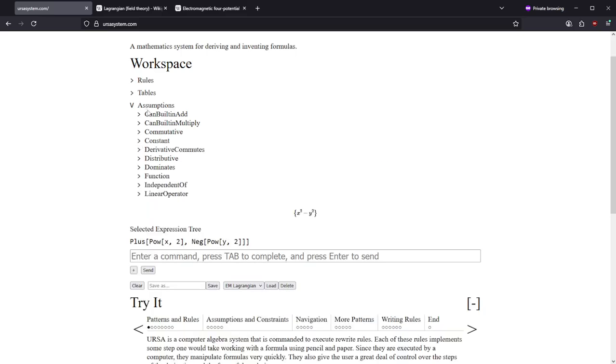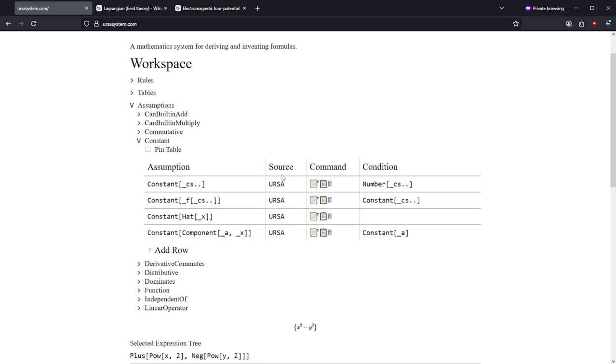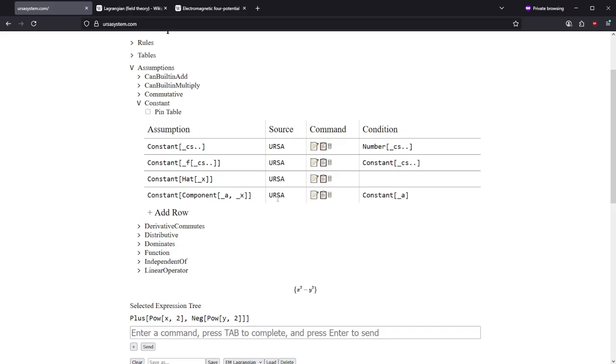Now, also, under each of these trees, there used to be subtrees that said built-in and user, and those are gone now. They have been replaced by this column that is called source, and this tells you where a declaration came from. So when you load the page, the sources are all going to be URSA, because every declaration is from the built-in set. But then if you add anything, the source will be workspace.